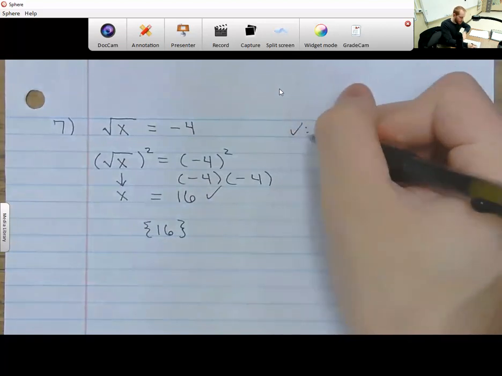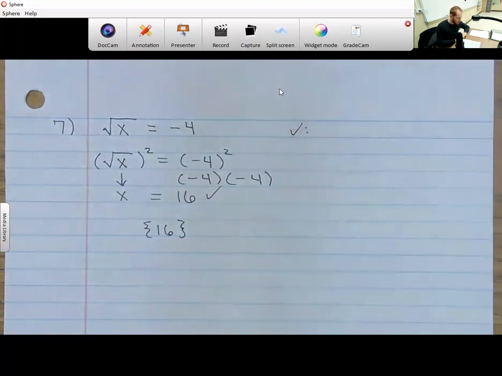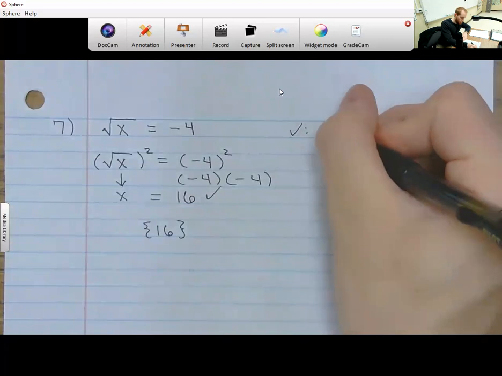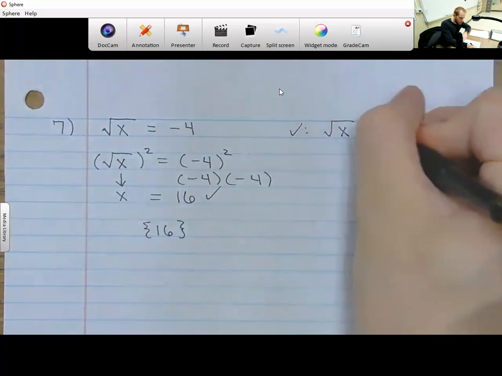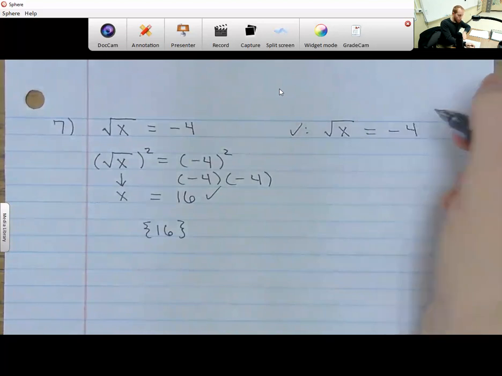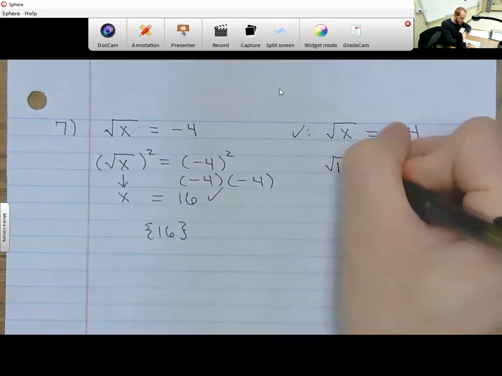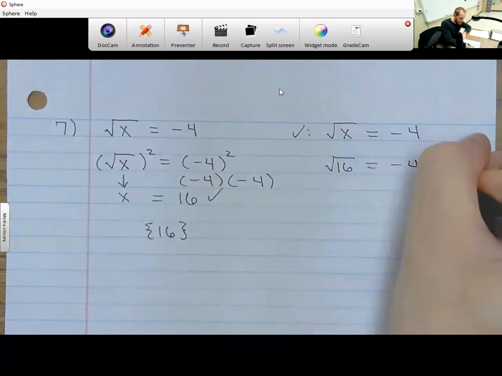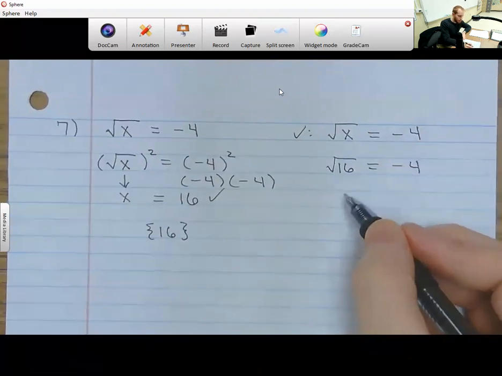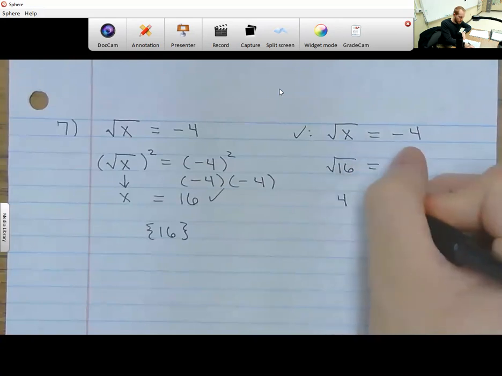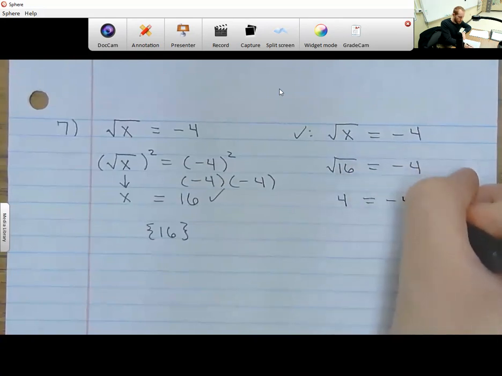So over here on the right side, we are checking our answer. I always check my answers for these because you never know when you're going to get a no solution question, right? So I write out my original equation the way I see it. So square root of x is equal to -4. Okay? Everywhere I see an x, I'm going to plug in my answer, which is 16. I get square root of 16 is equal to -4. But the square root of 16 is going to be +4. So I get +4 is equal to -4.